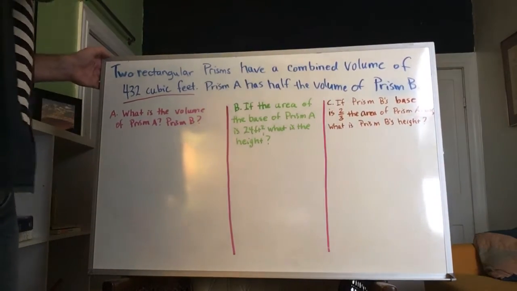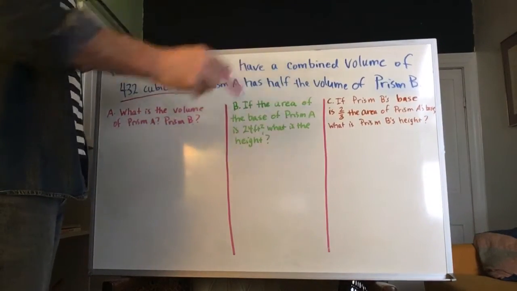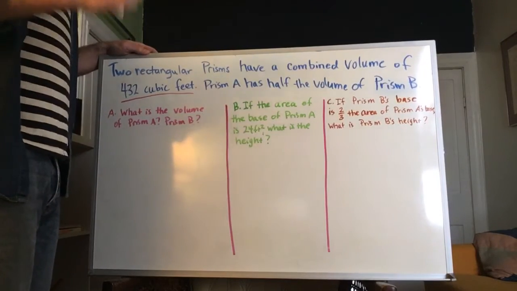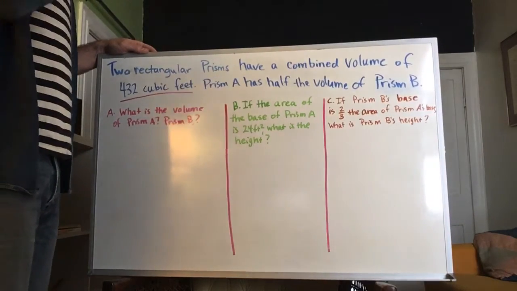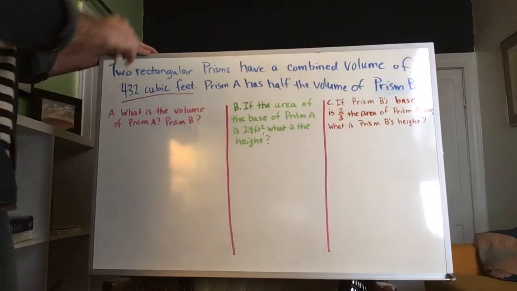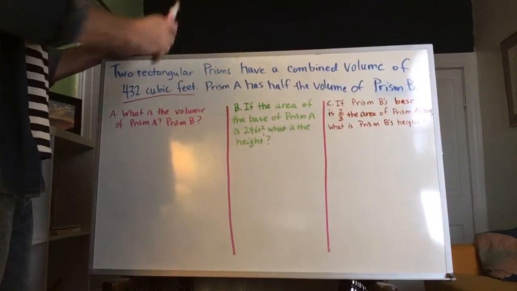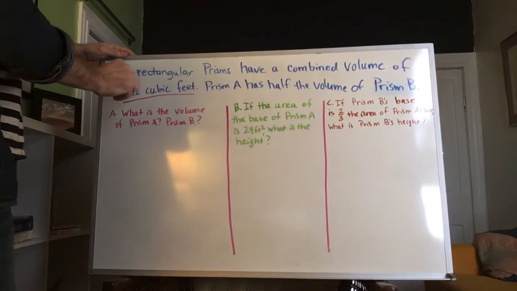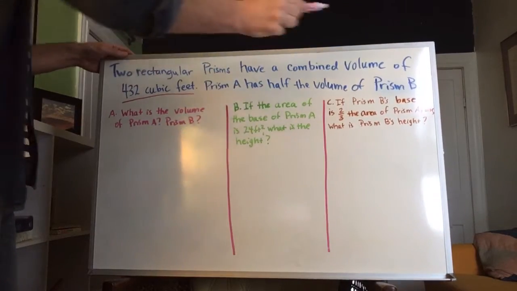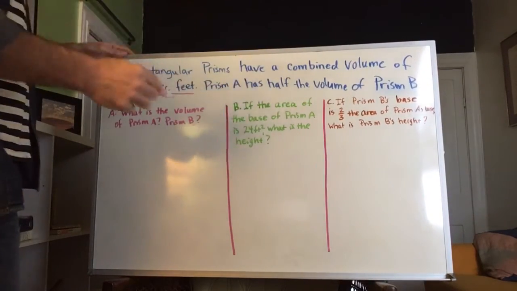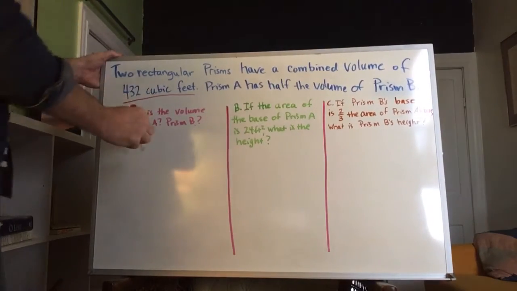No. And here's why. If prism A has half the volume of prism B, then prism B is 2 times as big as prism A. So if we have that information, if we go to the first question, that'll help us solve it, right? Because it says what is the volume of prism A and prism B? If we just divided it by 2, then that means prism A and prism B would be the same, but it doesn't say that. It says that prism B is bigger than prism A. So prism B is 2 times as big as prism A.